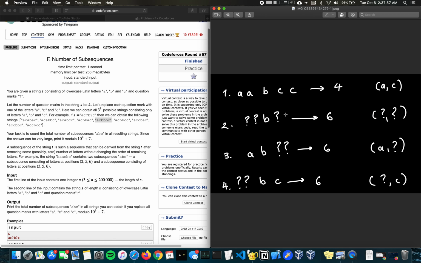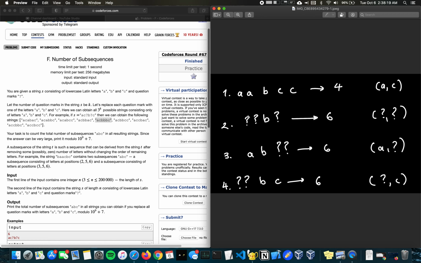Now here, what if there's a question mark on the left and the right? Okay, so the first thing we notice is that this question mark has to be a C, right? Because if it's A, B, C and there's nothing else afterwards, this has to be a C. So we fix this to be a C. Now the 2 possibilities would be A, B, C and A, B, C. That's right, but the answer turned out to be 6.